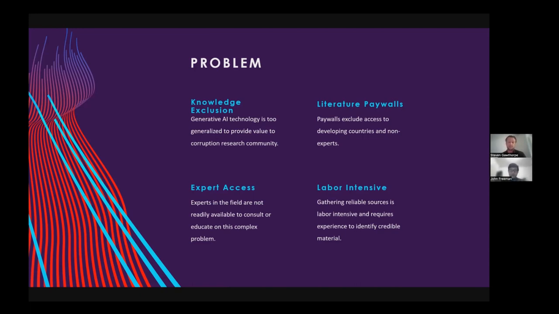Accessing these resources is quite difficult. For example, in developing countries, there's a lot of literature paywalls that people don't have access to. This precludes people from gathering effective information on how to fight corruption. It's also quite labor intensive. Developing the skill set to be able to find credible information reliably is very laborious and challenging.